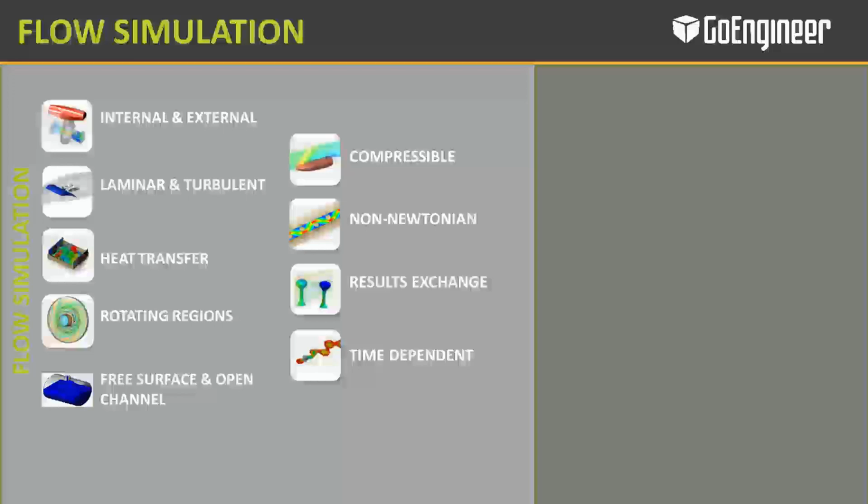Also, we can do both laminar and turbulent flow. Heat transfer, which is going to be used in this particular analysis, can also be done. Rotating regions, think of an internal fan, think of a centrifuge-like structure where the entire region is rotating. Think of impellers, where the inlet and the outlet may be facing different directions. You can do that as well.